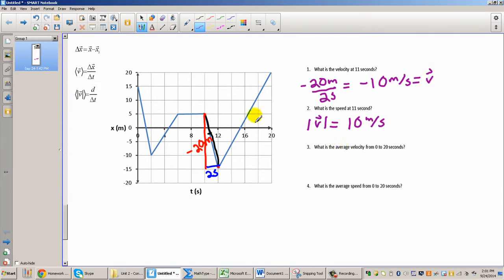The average velocity, again we can look over here, from 0 to 20 seconds. The key to this is finding the displacement. The displacement is our current position minus our initial position. Our current position at 20 seconds is 20 meters. I found that by going to 20 seconds, looking here, and then realizing that's 20 meters on this position axis. Our initial position at 0 seconds is 15 meters.